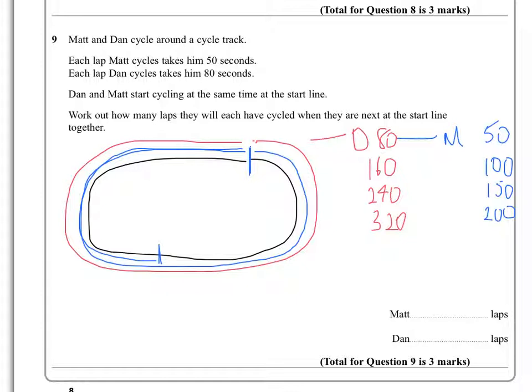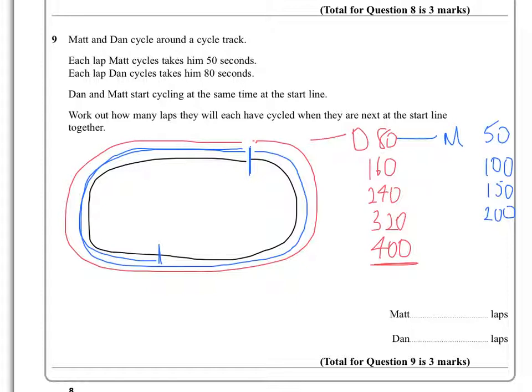Then Dan's next one will be 400. Now the reason I'm stopping there is because 400 is divisible by 50 equally. So that means that potentially that could be the point at which they overlap. So for now I'm going to stop calculating Dan's at 400, and I'm going to continue with Matt's.